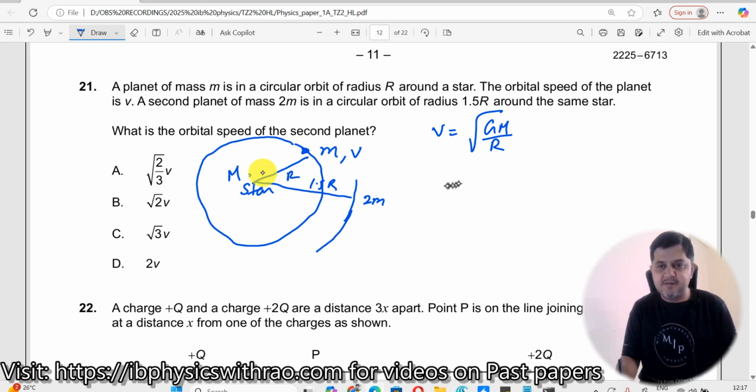Now the orbital velocity of the second planet, v dash, will be equal to square root of G, which is a constant. You are not going to change this capital M. Are you changing this capital M? No, you are not changing this one. Of course, the planet's mass is changing, but that is not reflected here. So this should just be M only, divided by then r. What's the value of r?